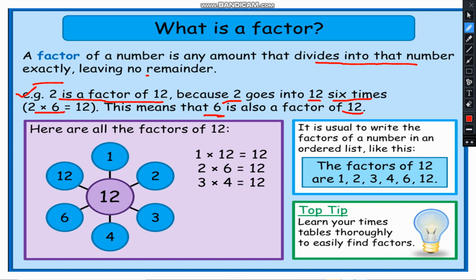So as you can see in this diagram, if you see how many factors there are of 12: 12 into 1, then 2 and 6, here 6 into 2 is again 12. Then 4 and 3, 4 into 3 is again 12. 12 into 1 is again 12. So all these are factors of 12. So we can say that the factors of 12 are 1, 2, 3, 4, 6 and 12 itself.